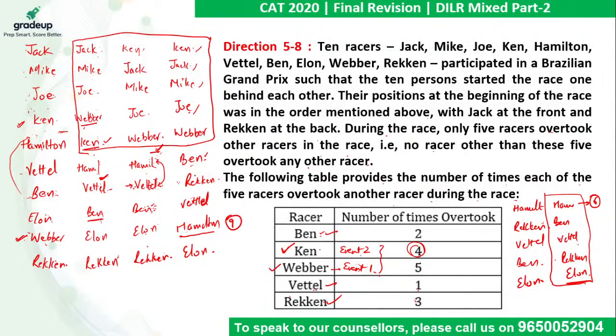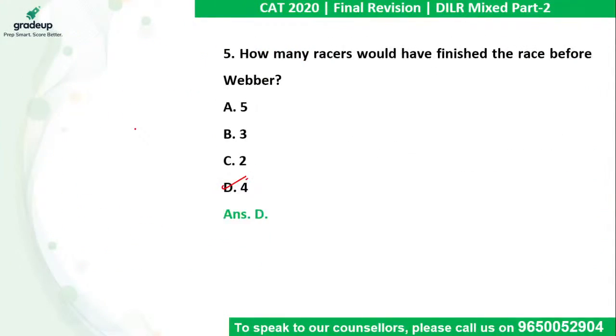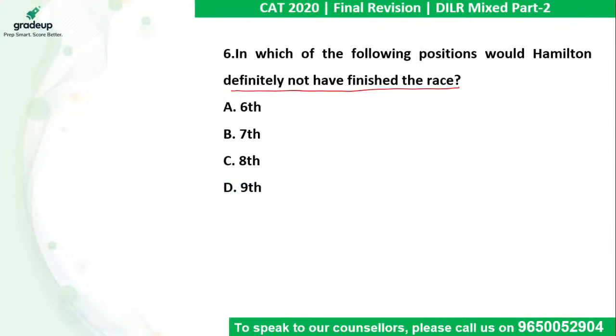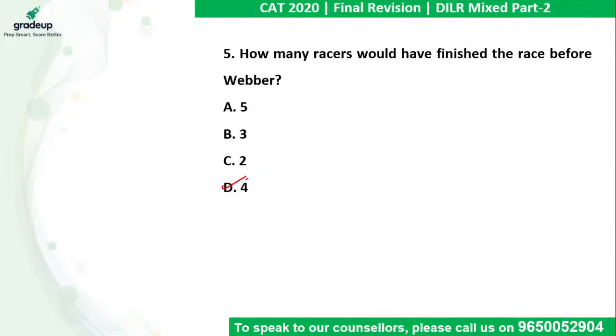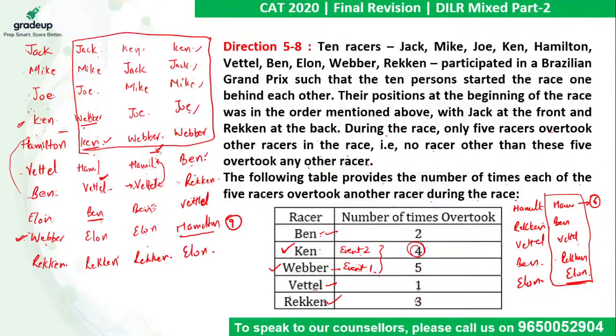So two of the possibilities we have already studied, right? So in the options, we just need to study 6, 7, 8 and 9th position. So 6 and 9 is taken care of. We just need to study 7th and 8th position. So now let's have a look at 7th and 8th position. So this is 7th position, this is 8th position, right?